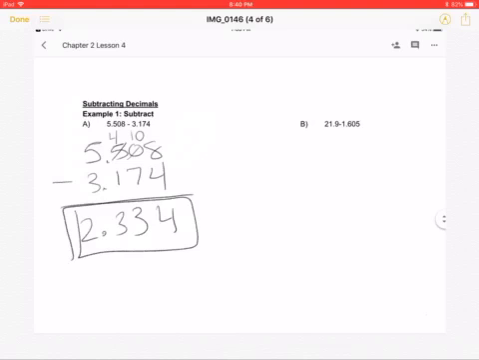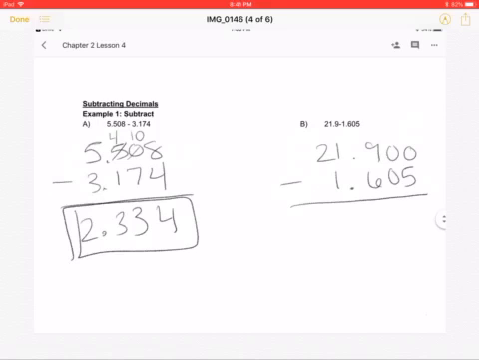All right, moving on to B. Again, stack up 21.9. Minus, I'm going to put this decimal point first so we know how to line up our numbers. Minus 1.605. I'm again adding in these zeros to make sure we have the same decimal places.